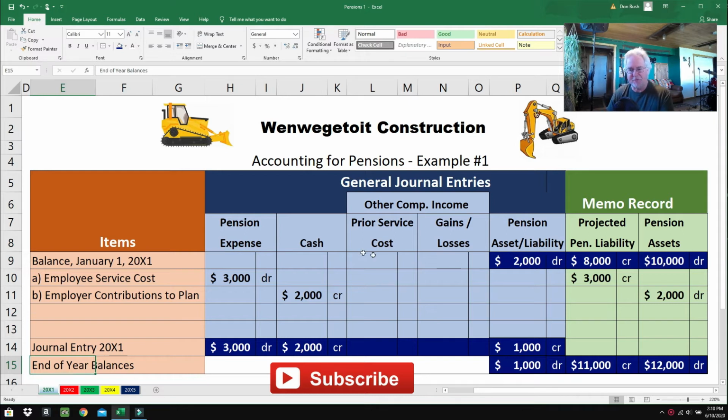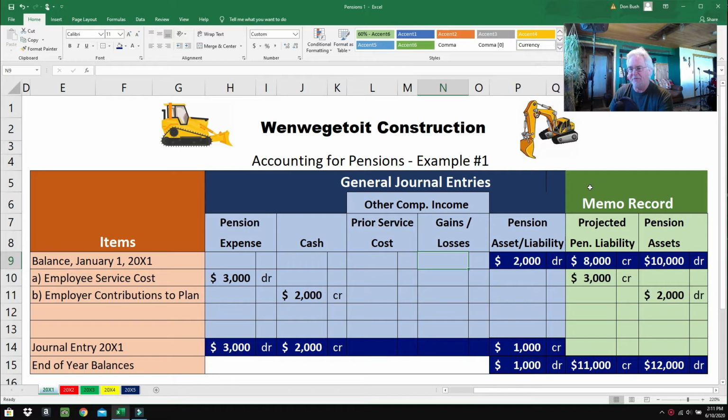Let's start with the first line here, the balance, January 1st, 2001. I've got some numbers right here in this area, in dark blue with white numbers. Here's what's going on. Think of it this way. I think it's the easiest way to think of it: here we have a representation of the books of the third-party trust fund. And we've got $10,000 debit. What that means is that the pension assets add up to $10,000 at this moment in time.